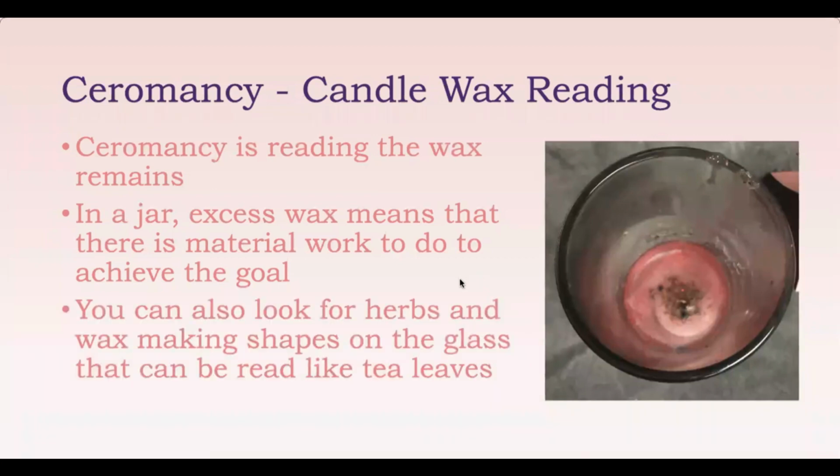You can also look for herbs and wax that make shapes on the sides of the glass, and you can read those like tea leaves. So if you see a shape in them and it looks like an animal or a figure, then you can interpret it symbolically like you would tea leaves.